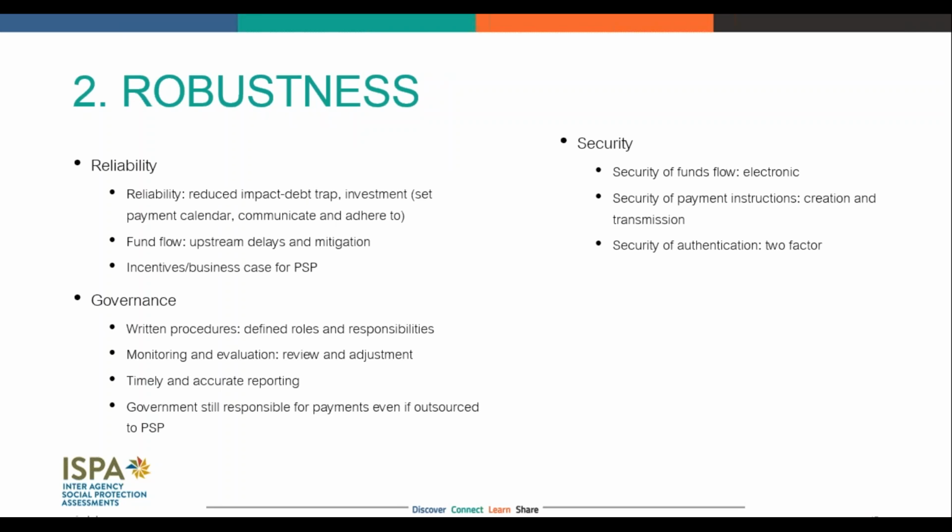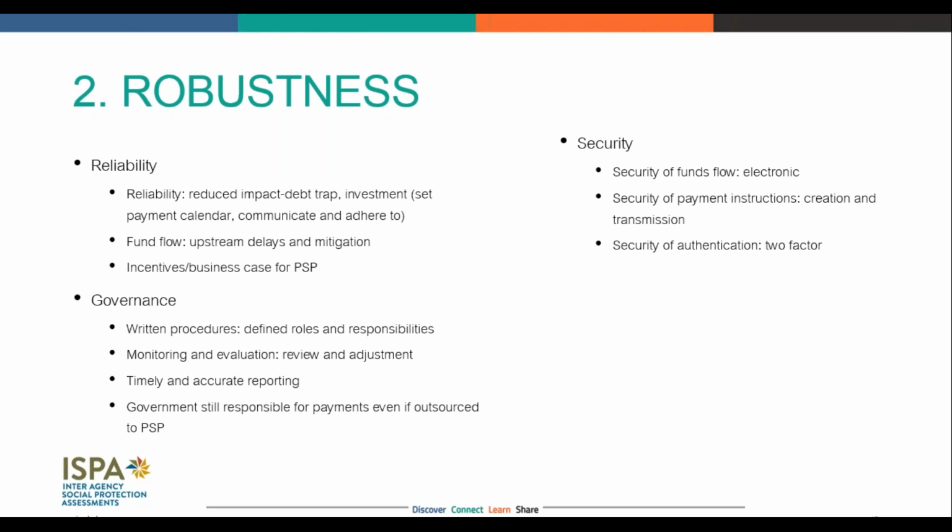Robustness is the second criteria, and that's made up of three components. The first is reliability. Reliability is the timeliness of the transfer. And it's very important that by setting a payments calendar and communicating it to all stakeholders involved in payments, from the funders down to the beneficiaries, and then to adhere to it.